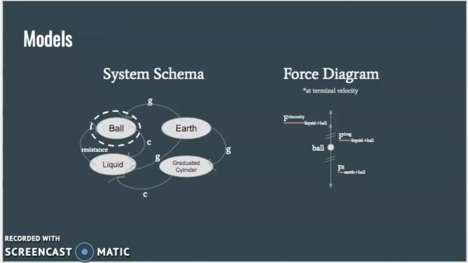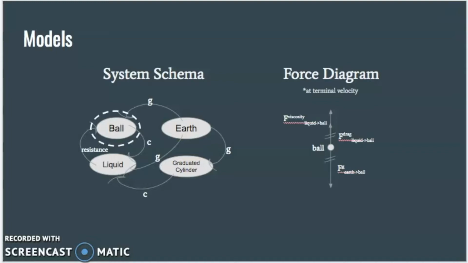The two models used in this lab were the system schema and the force diagram. In the system schema, the main object in the system, and the only object in the system, was the ball. The Earth had a gravitational force on the ball, the liquid, and the graduated cylinder. The liquid had a contact force with the graduated cylinder, and the ball and the liquid had contact and resistive forces between them.